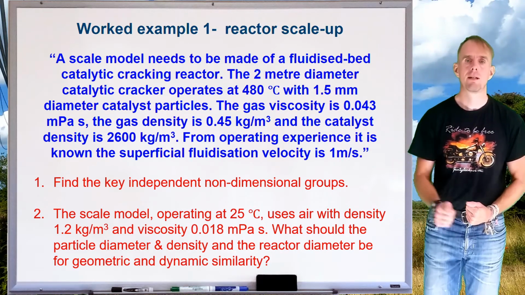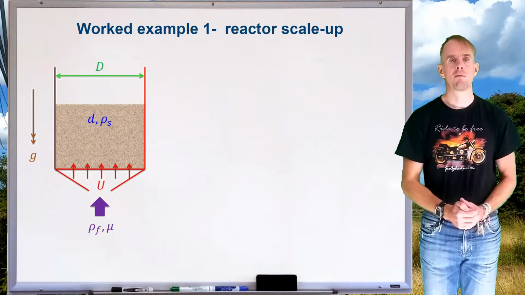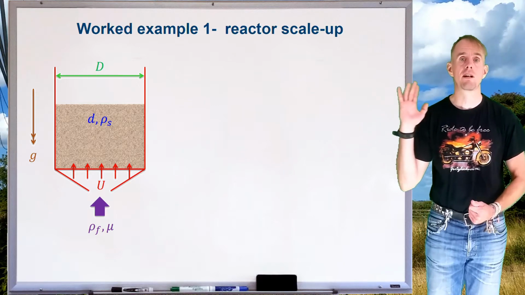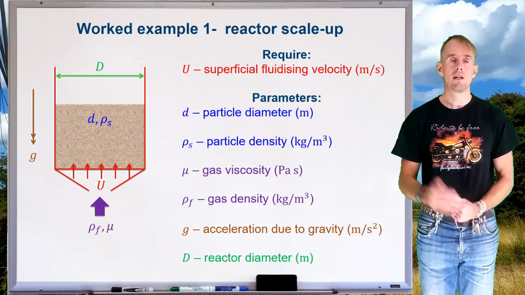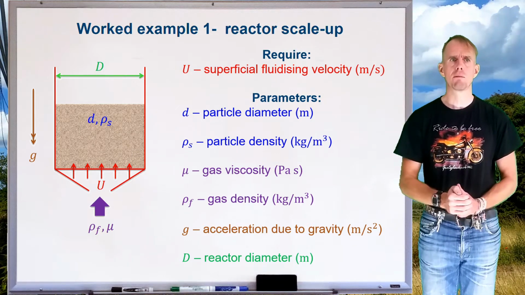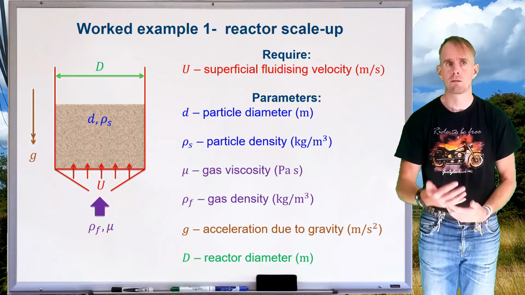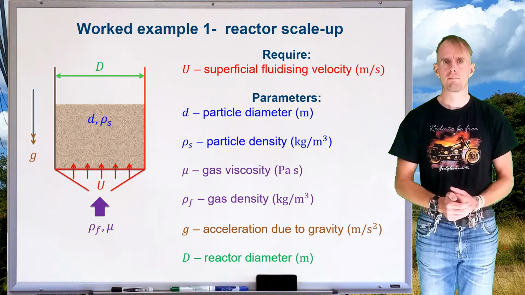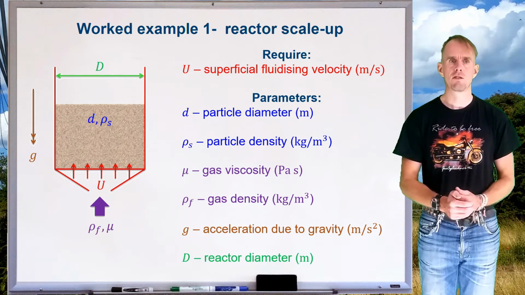So that's the problem. First step, as ever, draw a diagram. So there on the whiteboard, I've put a diagram of the fluidised bed reactor, and I've labelled it with the parameters that I think are important. The minimum fluidisation velocity, U, is marked there in red. That's one of the things I need to find. And the other parameters of the problem I've also marked. So the parameters in blue relate to particles, so particle diameter and particle density. The parameters in purple relate to the gas viscosity and density. g is my acceleration due to gravity, and capital D is my reactor diameter.